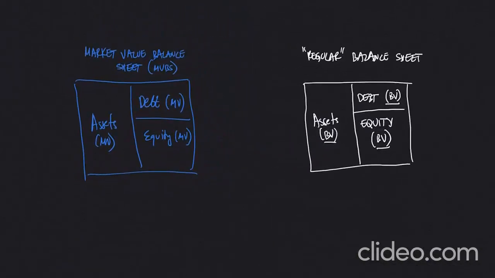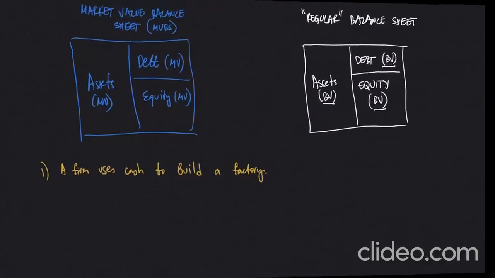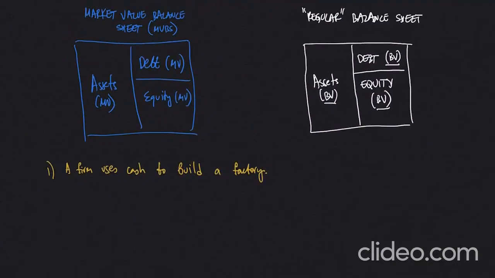Different corporate financial transactions may have different impact on the market value balance sheet and on the regular balance sheet. And here we will consider several examples. Suppose a firm uses cash to build a factory. For example, Tesla uses its available cash to build a new production facility. What impact does this transaction have on both the regular balance sheet and the market value balance sheet?